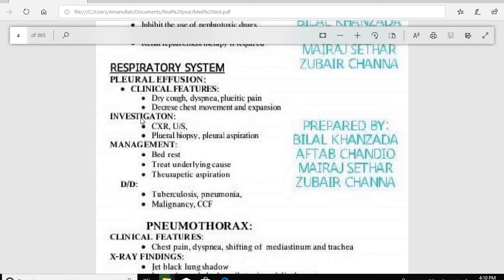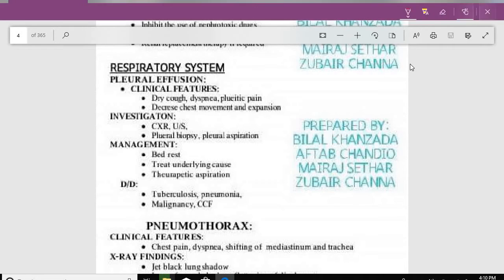Okay, so now we are going to have a review on the disorders of medicine, short review videos on the review of medicine. The disease which we will discuss is pleural effusion. Clinical features of pleural effusion are dry cough, dyspnea, pleuritic chest pain, and decreased chest movement and expansion.